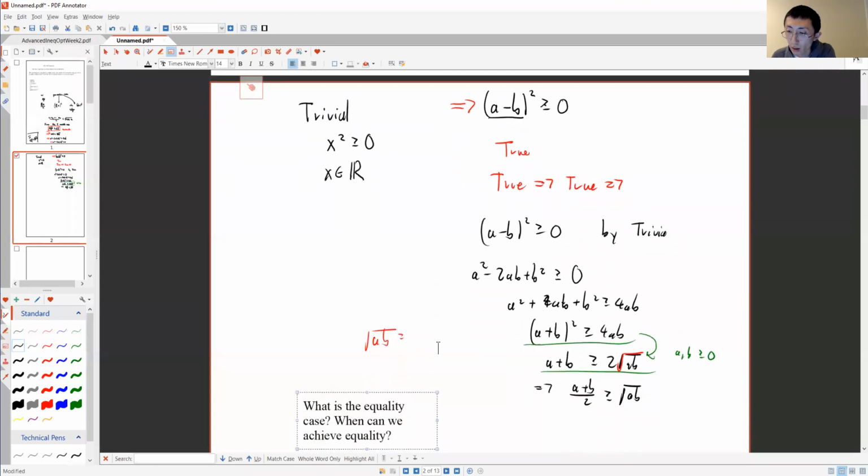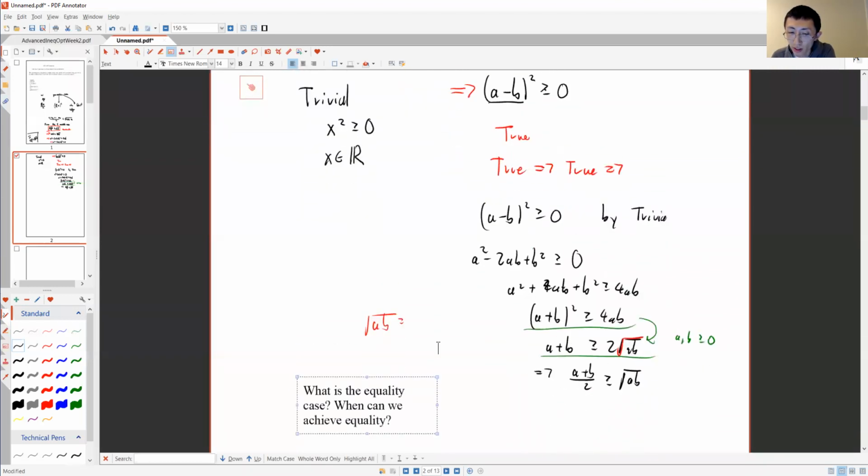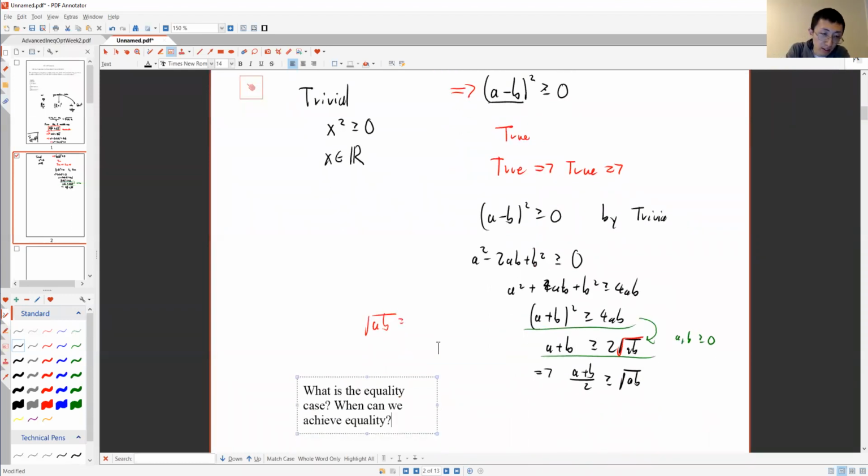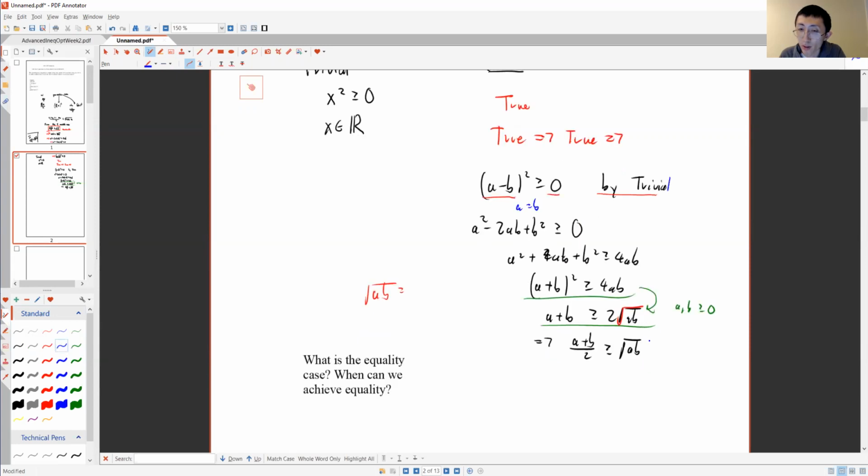Yeah, so I see some of you are saying when A equals B. And the way we can see that is that at the very first step, this is only true by the trivial inequality. And under the trivial inequality, equality occurs if and only if x is 0, so if and only if the thing being squared is 0. So that's when A equals B. And this equality case carries through each line, since each line is a direct consequence of the previous line. It's just some algebraic manipulations.